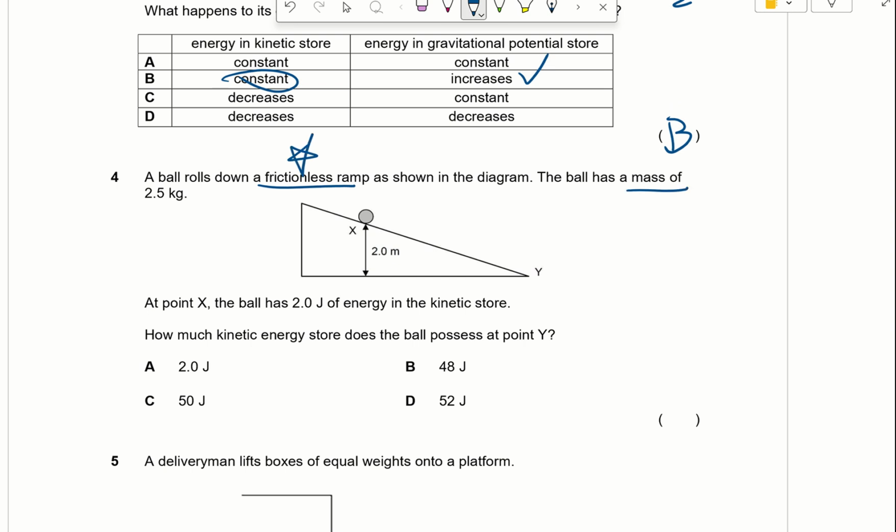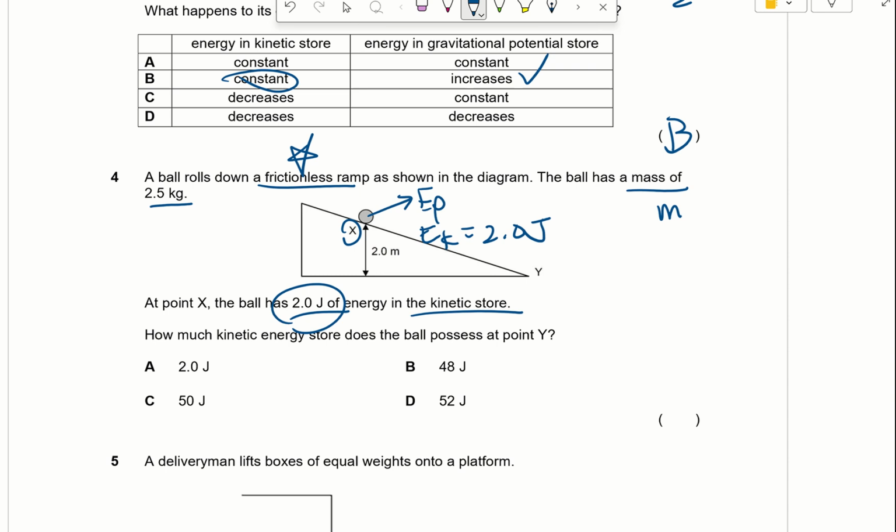The ball has a mass of 2.5 kg. So I put it as m. At point X, the ball has 2.0 joules of energy in the kinetic store. So over here, because of it having a height, it has energy in the gravitational potential store. It also has energy in the kinetic store according to the question, and it is 2.0 joules.